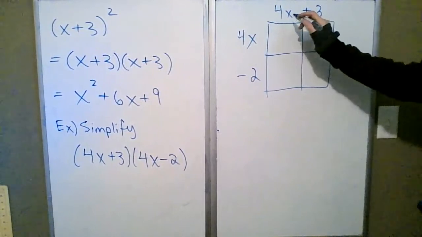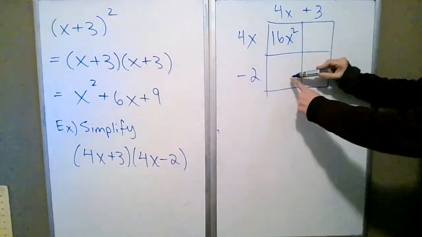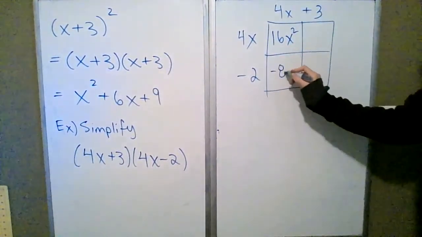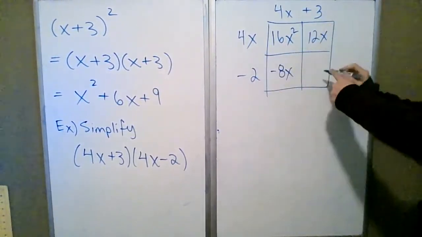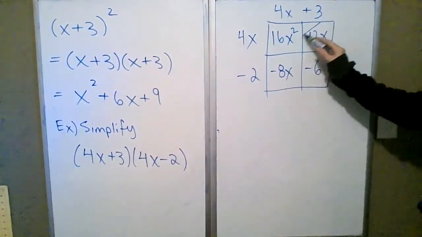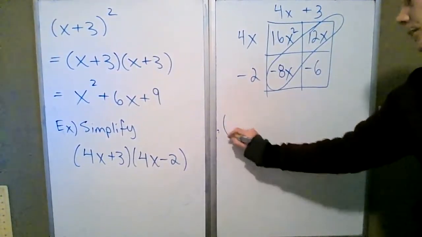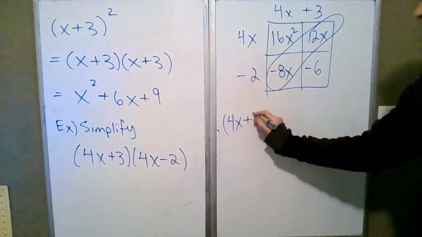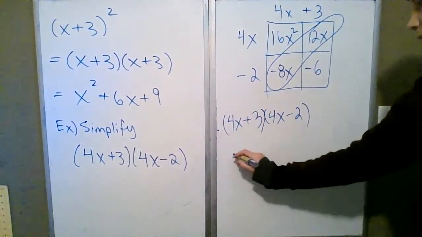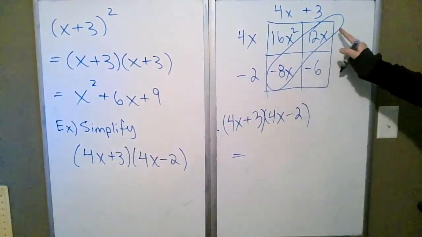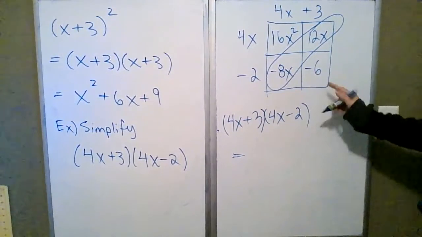Then 4x times 4x is 16x squared. 4x times -2 is -8x. Here's 12x and -6. Then you put your like terms together. Okay, we've got 16x squared plus 4x and then minus 6.